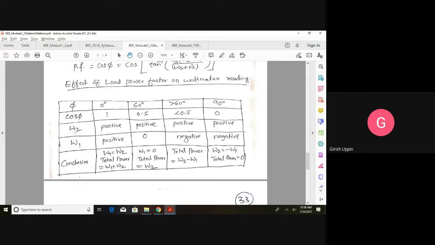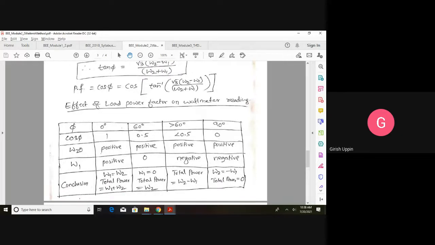You can see here the wattmeter 2 reading. What is the formula for wattmeter 2? VL IL cos(30 − φ). So when φ is 0, 30 minus 0 is 30 degrees, so I get a positive value. Wattmeter 1 is cos(30 + φ), I get a positive value as well. So both the wattmeters will read the same. So conclusion, W1 is equal to W2. Total power is W1 plus W2.